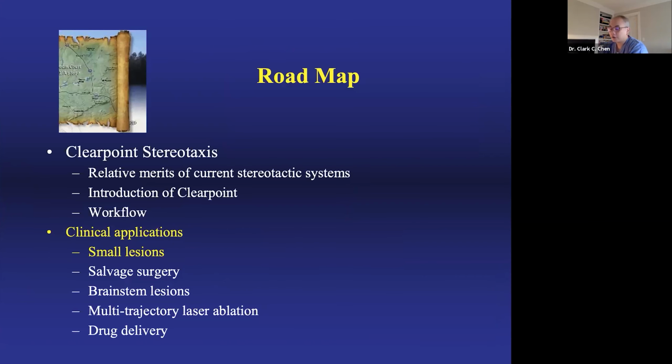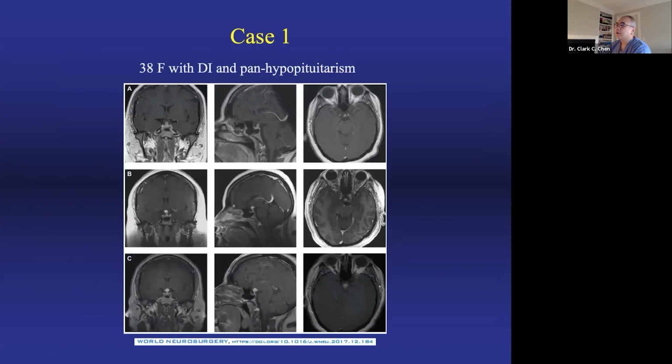All right, so now I'm going to move on and talk about some of what I think are unique applications where ClearPoint clearly offers a distinct advantage. So, smaller lesions, we alluded to this earlier. Here's a very interesting case of a 38-year-old woman who presented with diabetes insipidus and hypopituitarism. So here are sequential MRIs taken over a year.